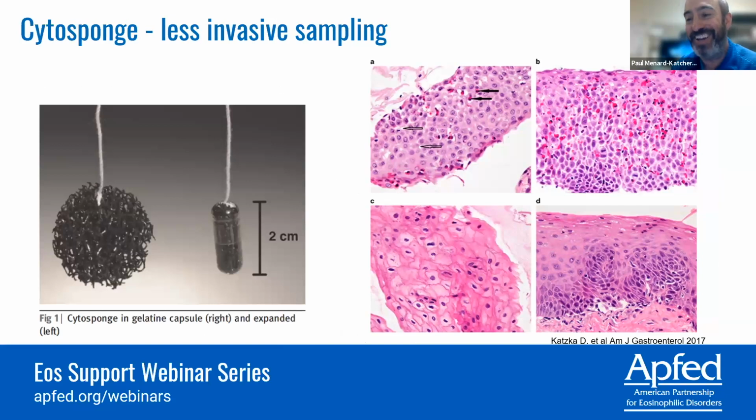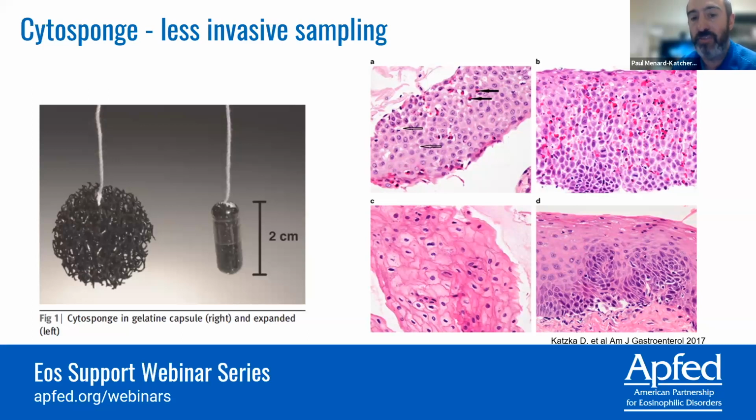The next less invasive sampling method to discuss is the cytosponge. If any of you have children, the analogy I use is that this is kind of like those capsules that have the dinosaur sponges inside that my kids loved back in the day. So it's essentially a small capsule, and within it is a sponge, and the capsule is swallowed similarly with a string attached. The gelatin dissolves in the stomach, and then the sponge expands. After sponge expansion, the string is pulled up, and the brushes on the sponge sample the esophageal mucosa. On the right here, you have comparisons.